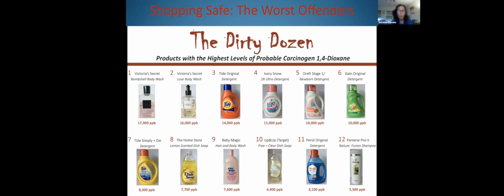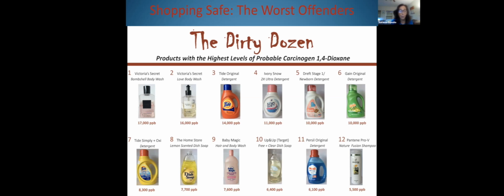Tide, all of that Tide going down the sink, 14,000 parts per billion. And as I read these numbers, let's remember this goes right into the groundwater. And now our drinking water standard is 1. Ivory, which is marketed as being pure and natural and so wonderful, 11,000 parts per billion. Dreft, which we tested specifically because one of my coworkers, the pediatrician, recommends Dreft as a laundry soap when you have a newborn, 10,000 parts per billion. And we can go on and on.